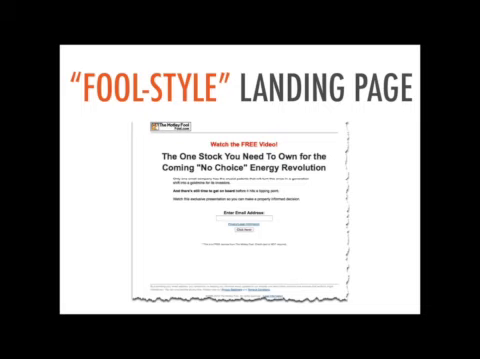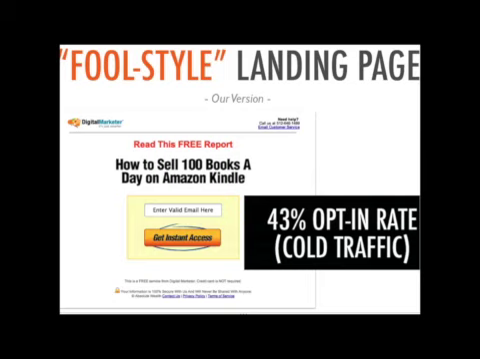One thing you notice about this is what we call the Fool style landing page, and this is because Motley Fool, which is an investment advisor, has been using this type of page for years, and they've been doing it very successfully. So we basically adapted it for a client that was selling a report on how to sell 100 books a day on Amazon Kindle. You notice how nice and clean this is? The ad said basically how to sell 100 books a day on Amazon Kindle, brings them to the page that says, read this free report, how to sell 100 books a day on Amazon Kindle. And this ad got a 43% opt-in rate to cold traffic. It means for every 100 visitors that got there, 43 people gave them their email address. That's powerful.